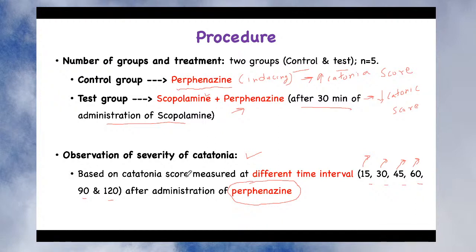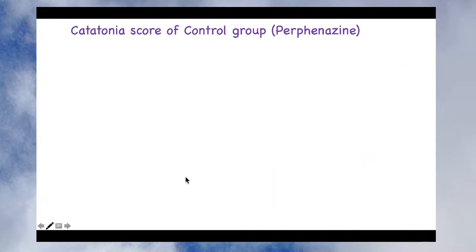Okay, so this is how you can design the protocol. Now let's see how to give the catatonia score. So, the catatonic score of the control group. First we will see the control group. What have we given in the case of the control group? In the control group, we have given perphenazine.